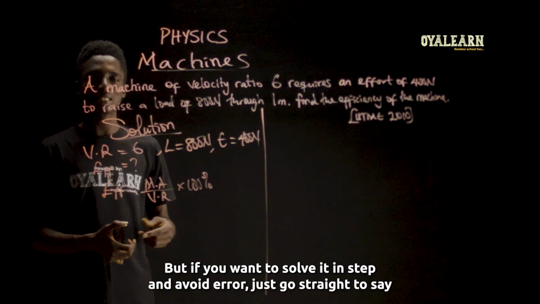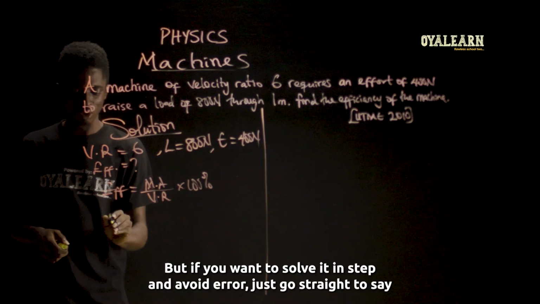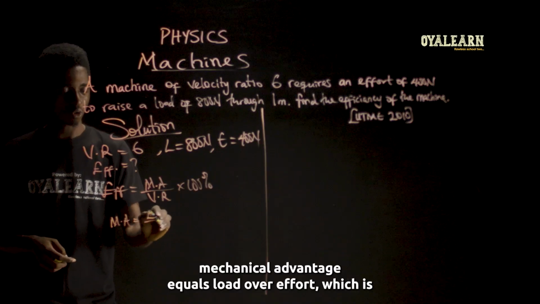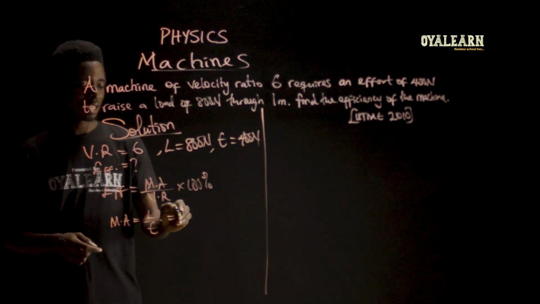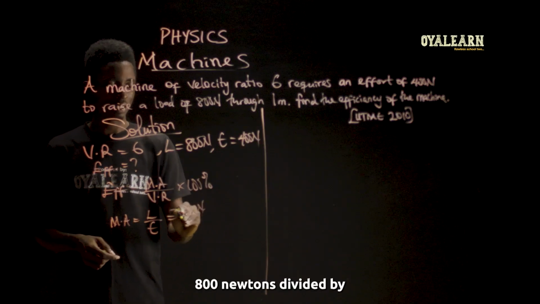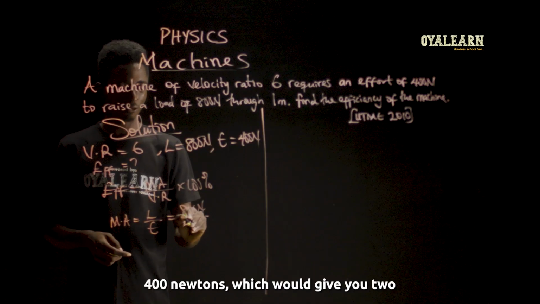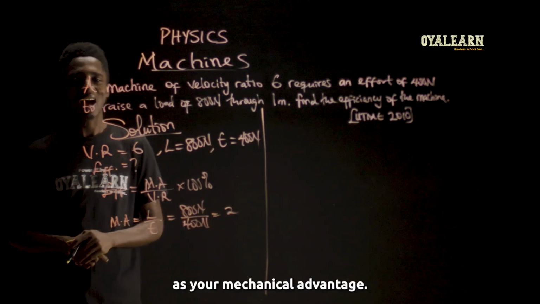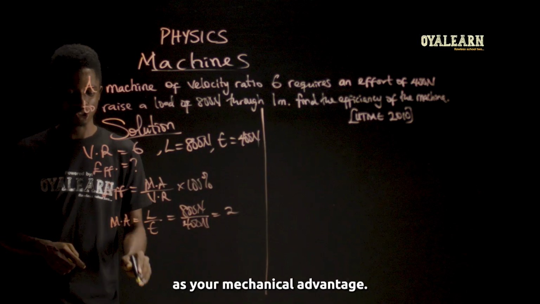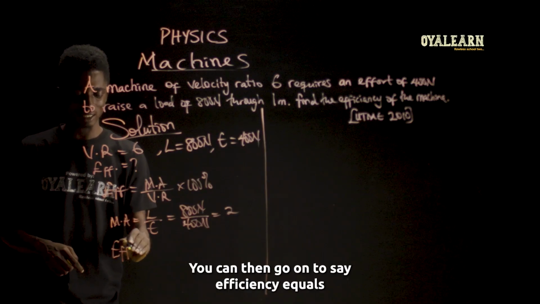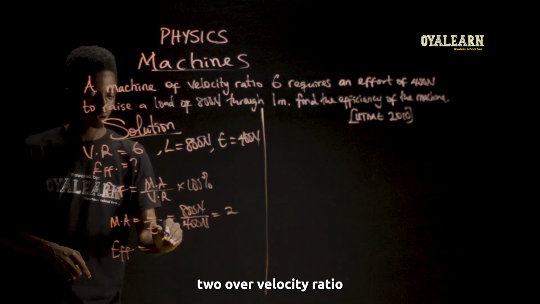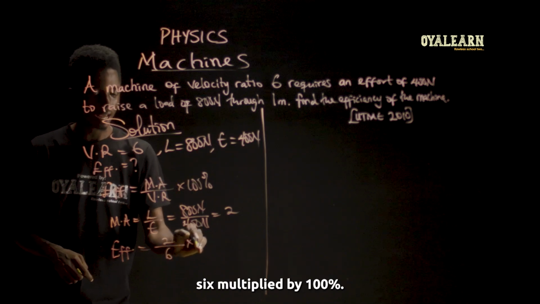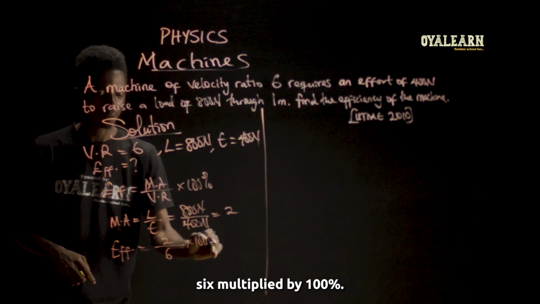But if you want to solve it in steps and avoid error, just go straight to say mechanical advantage equals load over effort, which is 800 newtons divided by 400 newtons, which would give you 2 as your mechanical advantage. You can then go on to say efficiency equals 2 over velocity ratio 6 multiplied by 100%.